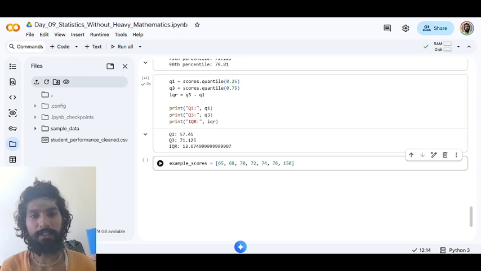A common way to identify possible outliers uses the interquartile range. The usual boundaries are: lower boundary equals Q1 minus 1.5 times the IQR. Upper boundary equals Q3 plus 1.5 times the IQR. Let us calculate them.